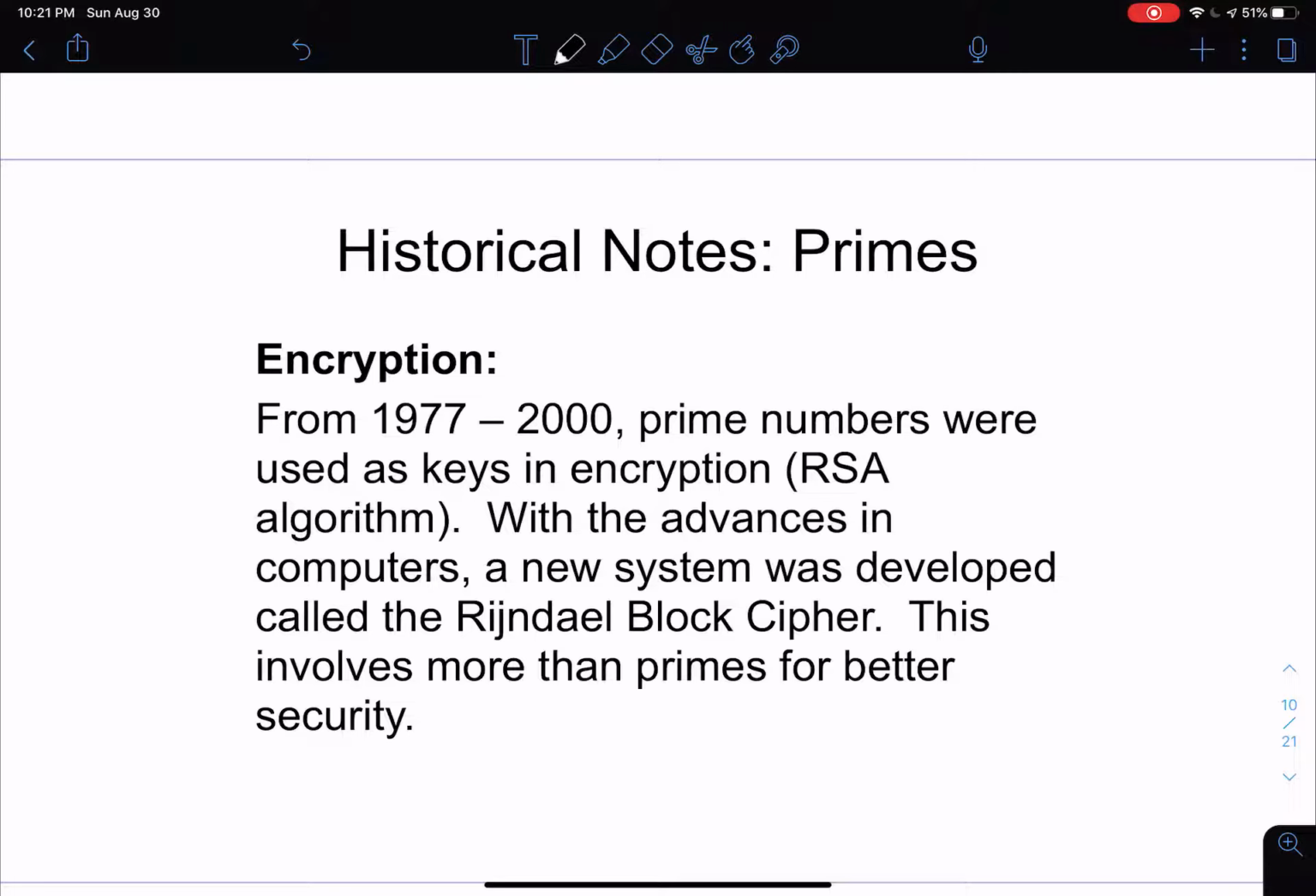But as computers have gotten smarter and faster, and people have gotten smarter with these systems, they have to keep updating encryption standards. So the RSA algorithm's really old now. Too easy to break now. But we'll talk about that again.